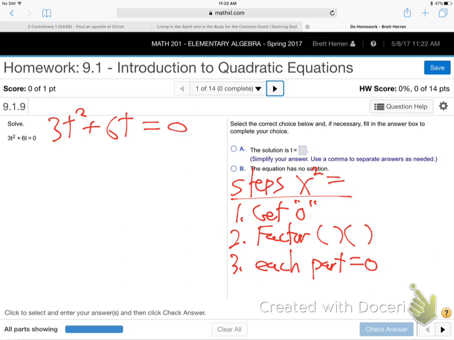So step 1, whenever you see x squared or t squared or any letter squared, you want to think get a 0. Remember I always do the sea monster when x squared rears its ugly head. You want to think get a 0. Well, we've already got a 0. Okay, so that's step 1, check.